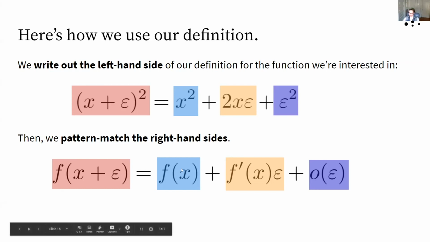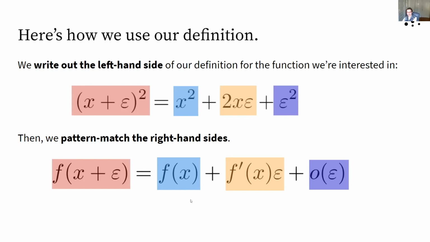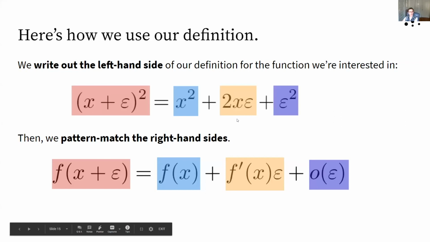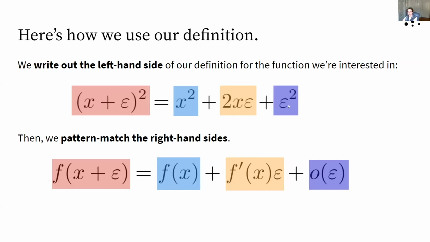Down here, I've got f of x plus something that's a function of x times epsilon plus something that's smaller than epsilon. And those are exactly the three terms in that equation at the top: x squared, plus 2x, that's a function of x, times epsilon, plus epsilon squared. And for small things, something squared is smaller than something. If I'm less than 1, then squaring makes me smaller. So epsilon squared is also something smaller than epsilon, so little o of epsilon. Now that tells us that the derivative of x squared is 2x.